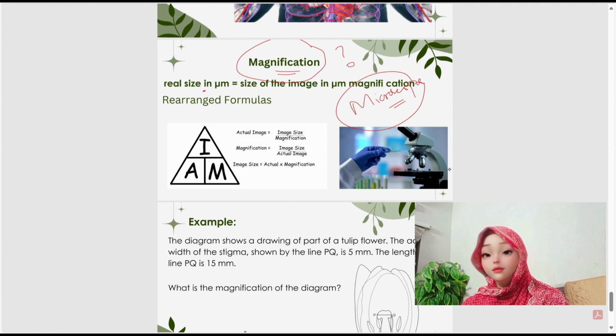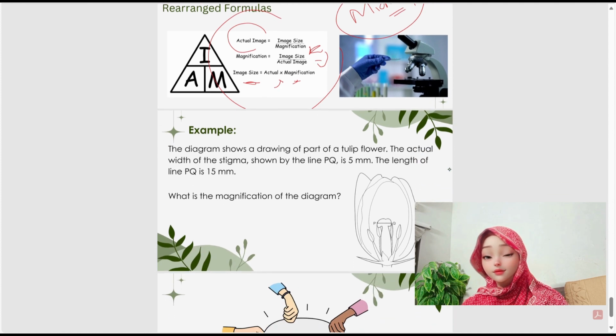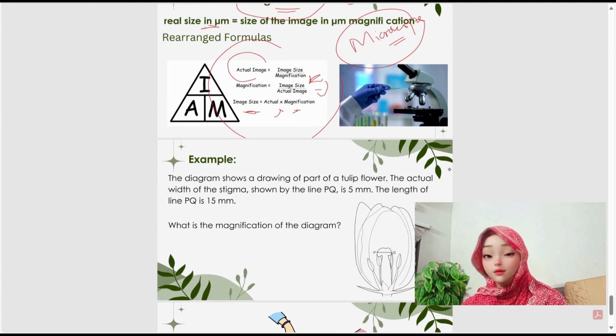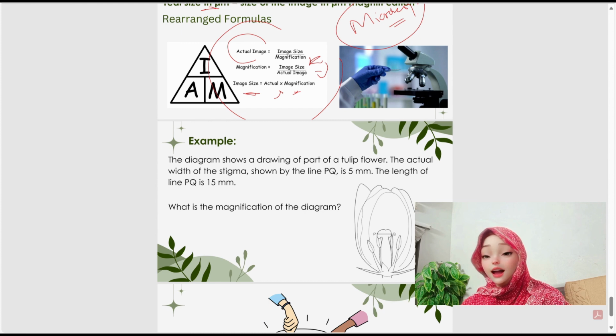So we can find the magnification here. Magnification is equal to image size divided by actual size. If you have to find the image size, then image size is equal to actual size multiplied by magnification. Similarly, you can find the actual size, which is equal to image size divided by magnification.